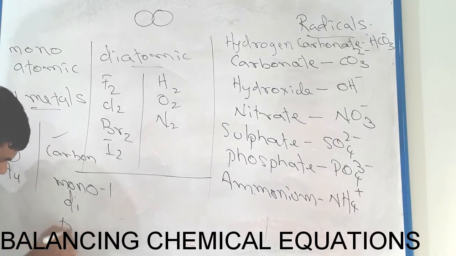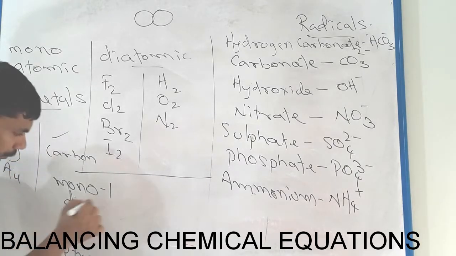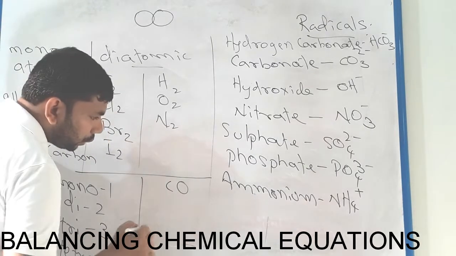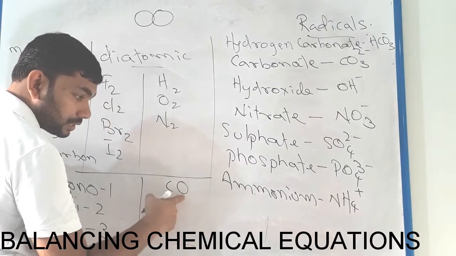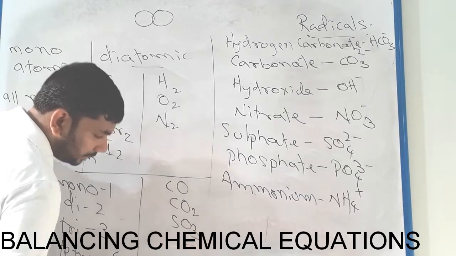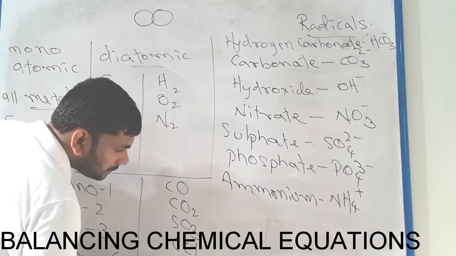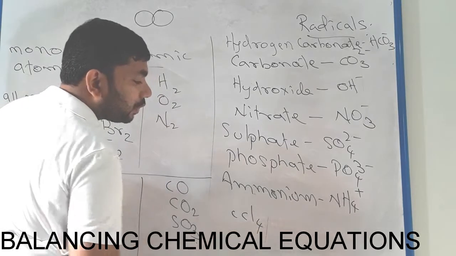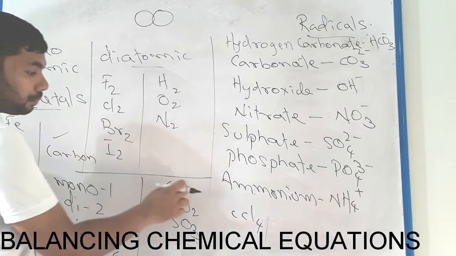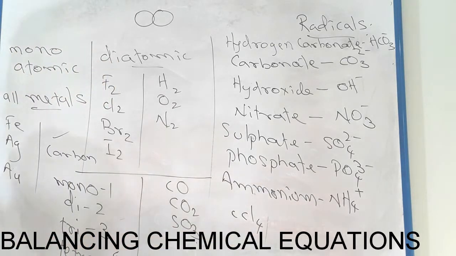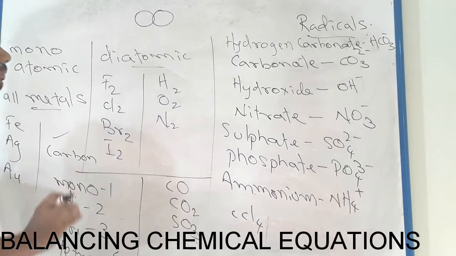Okay, here another thing you have to know, in chemistry we use prefixes to represent numbers. Mono, di, tri, tetra. Mono means 1, di means 2, tri means 3, tetra means 4. For example, CO is carbon monoxide, one oxygen. CO2, carbon dioxide. SO3, sulfur trioxide. CCl4 means carbon tetrachloride. These are the basic things you have to remember to balance chemical equations.